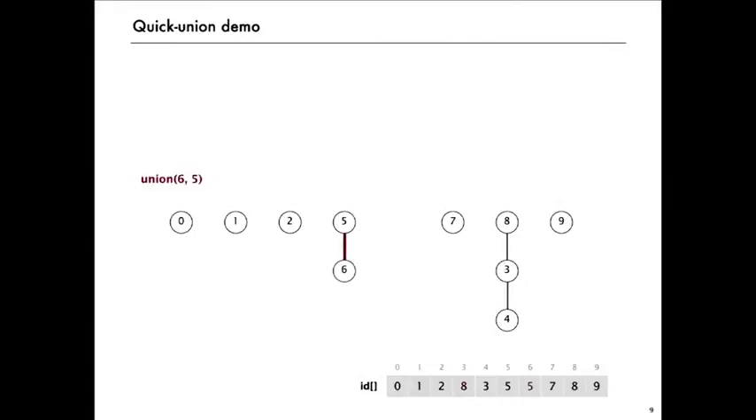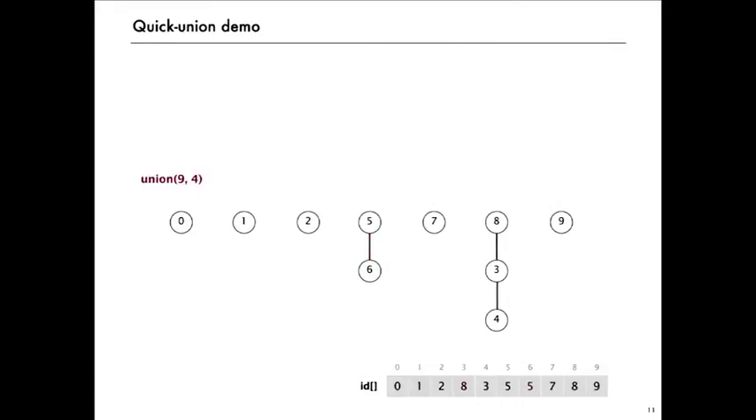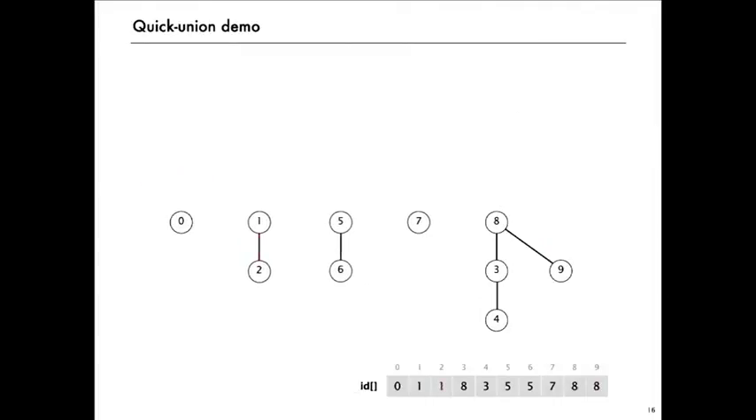6 and 5, 6 goes below 5. 9 and 4, so now the root of the tree containing 4 is 8. And the root of the tree containing 9 is 9, and so we make 9 a child of 8. 2 and 1, that's an easy one. Now if we get 8 and 9 connected, we just check, do they have the same root? They both have the same root, 8, and so they're connected. 5 and 4, 4's root is 8, 5's root is 5. They're different, they're not connected.